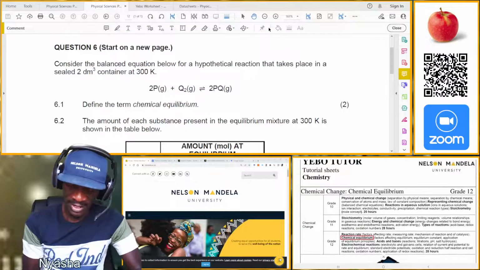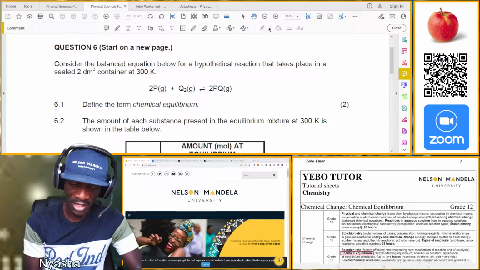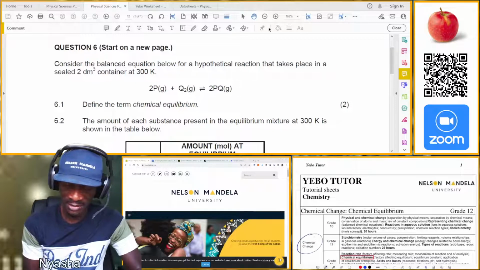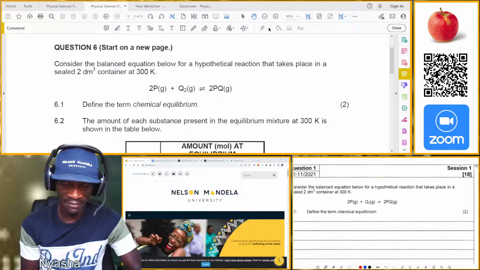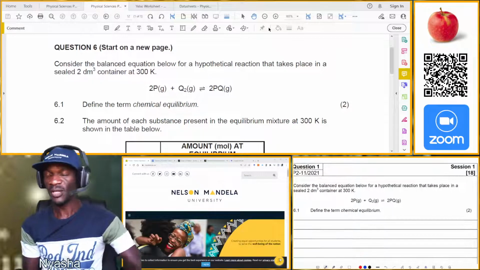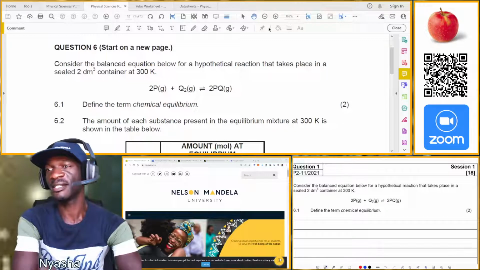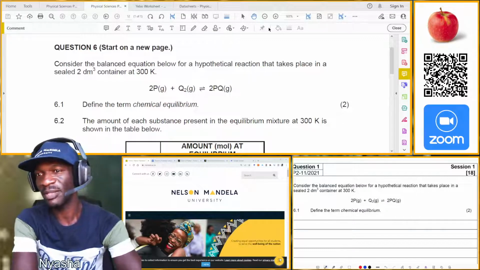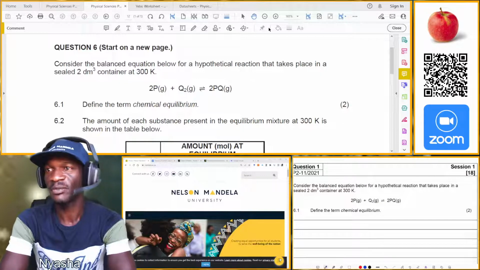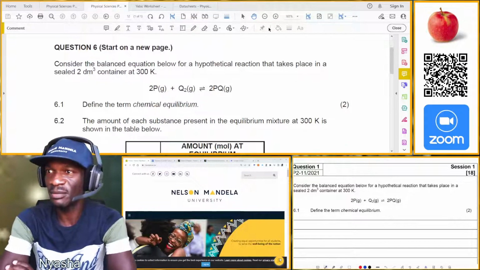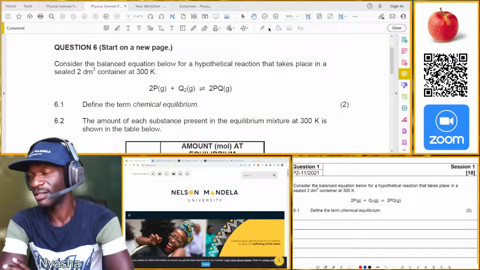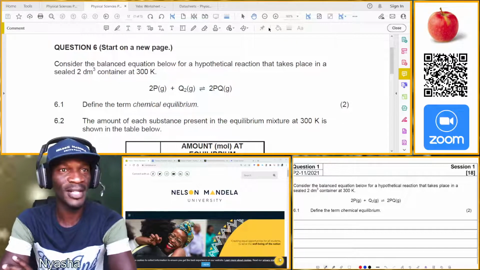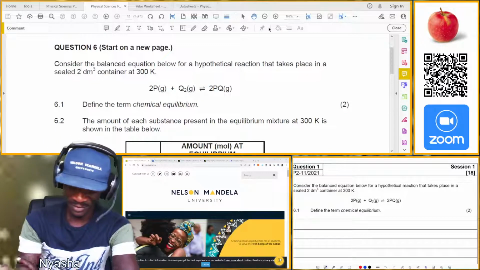So once again, our chemical equilibrium falls under chemical change. I'm sure you've seen that many times now. So let's get to see what we have to work out. The first question is straightforward, and it reads, define the term chemical equilibrium. So what is your understanding of chemical equilibrium?